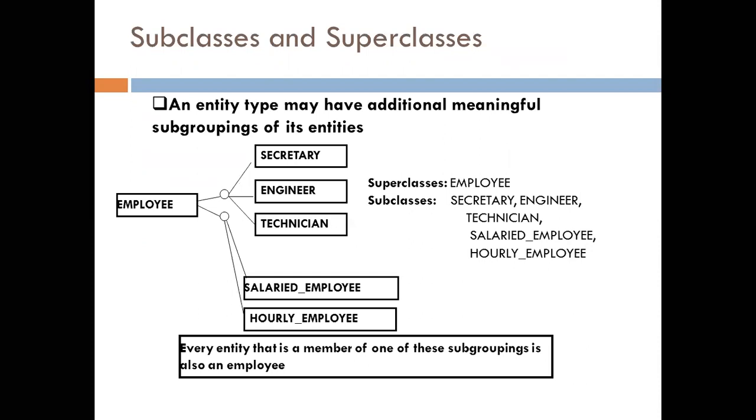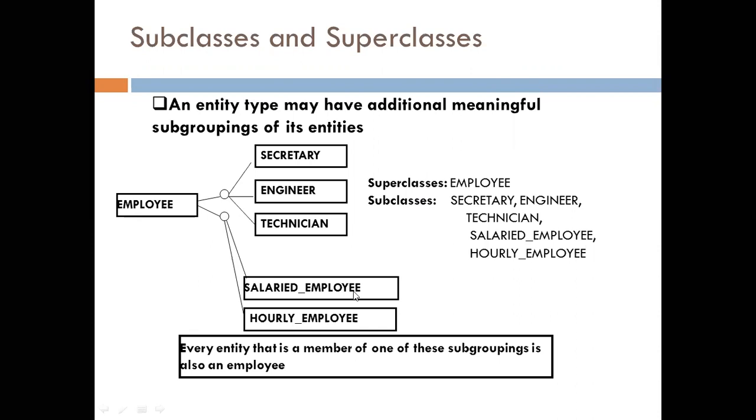So we can establish subclasses and superclasses in the entity types. Depending on the application, we can form this kind of relationship, just like the inheritance concept which you have studied in object oriented programming. Employee becomes the superclass and the specific types are secretary, engineer, technician, salaried employee, hourly employee. So the nature of the employee can be mentioned as a subclass.